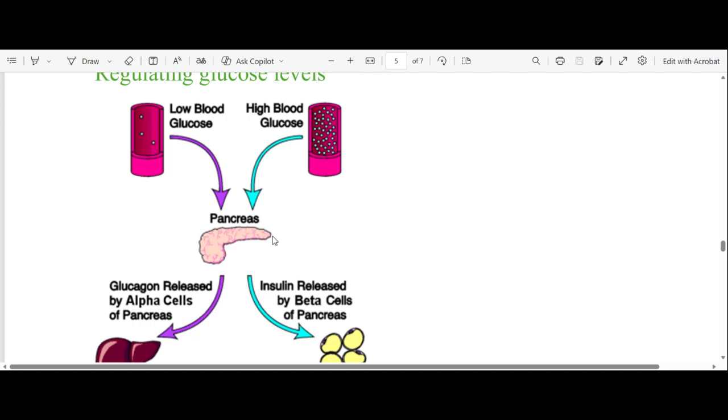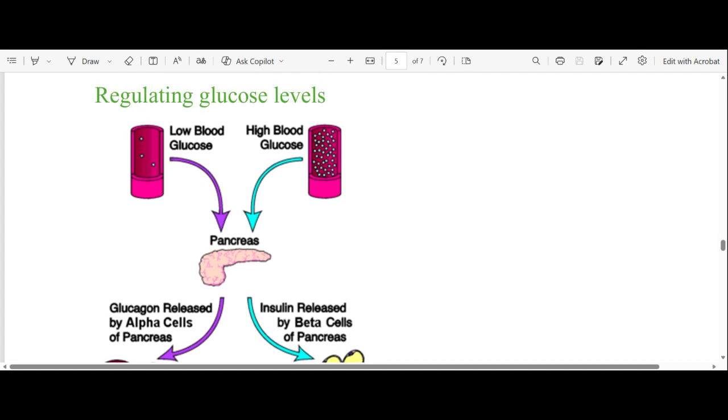Inside the pancreas, you find the cells that we call the islets of Langerhans. Those islets of Langerhans contain two types of cells. They contain alpha cells that are responsible for releasing a hormone called glucagon, and also beta cells that are responsible for releasing the hormone insulin. Okay, so now let's get into the process.